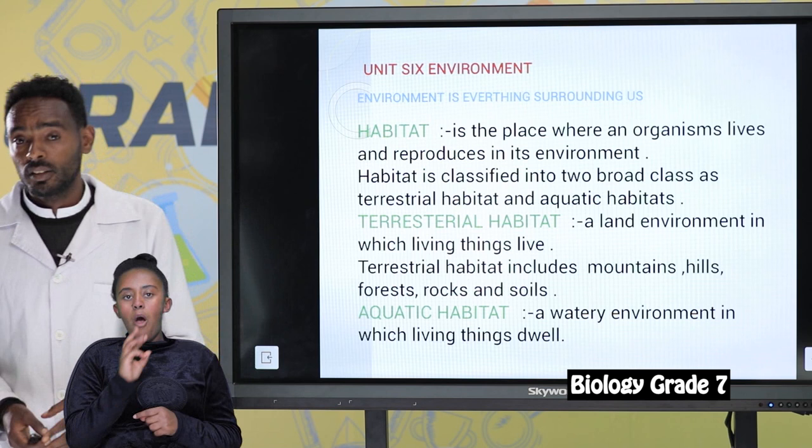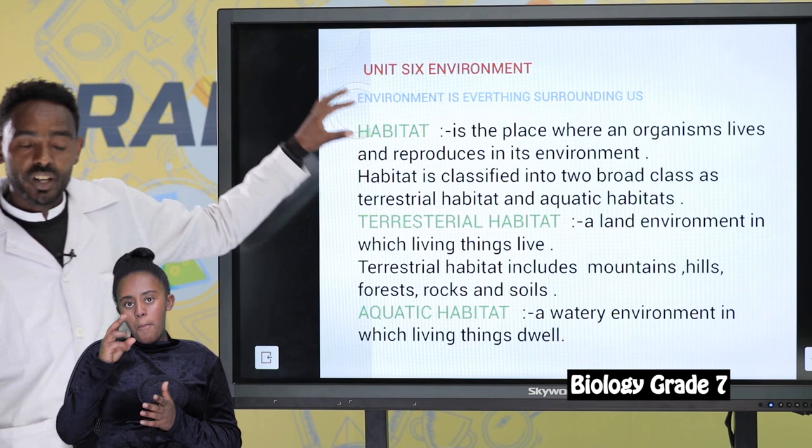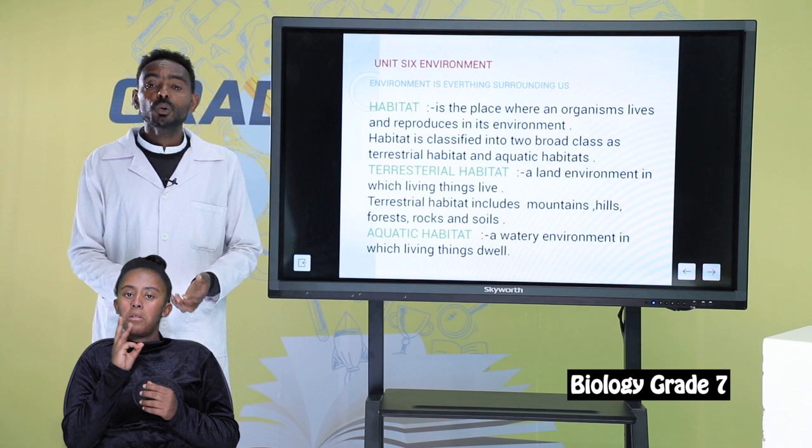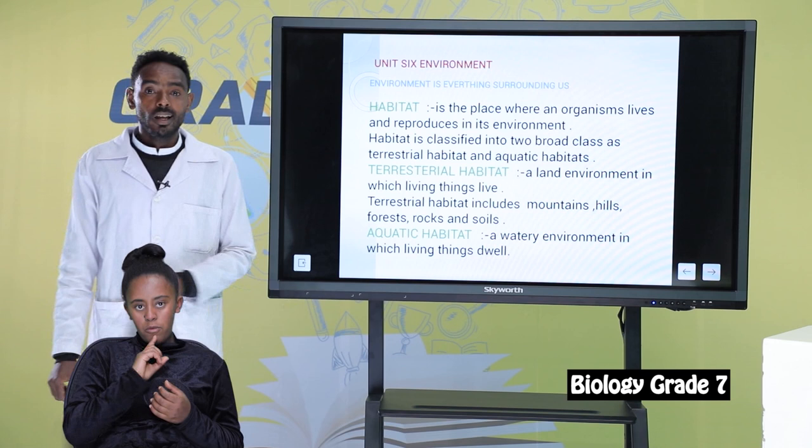Aquatic habitat is known as a water habitat. There are two types of water habitats, which are called marine water and fresh water. Marine water is a type of water which consists of a high amount of dissolved salt, more than 70% solution of salt. It includes water bodies like ocean and sea.